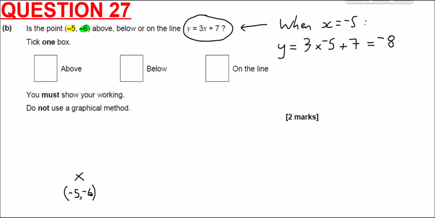And so on this graph here, y equals 3x plus 7, it looks something like this. I'll just make a bit more space so that we can picture the point as being -5, -6. But when x is -5 on this graph, y is further down at -8.